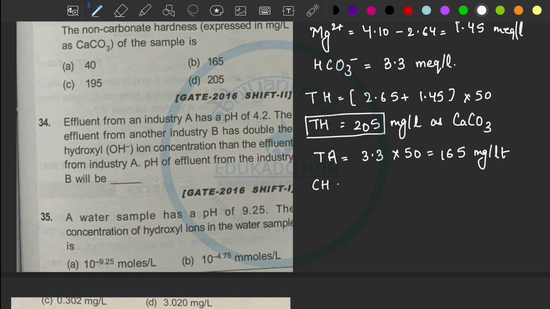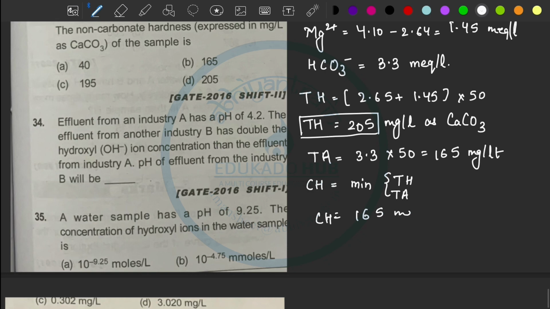Now carbonate hardness will be the minimum of total hardness or total alkalinity, right? So carbonate hardness came as minimum, that is 165 milligram per liter. Now non-carbonate hardness is simple, that is total hardness, which is 205, minus carbonate hardness 165, equal to 40 milligram per liter as CaCO3. So the correct option is option A. This is the answer.